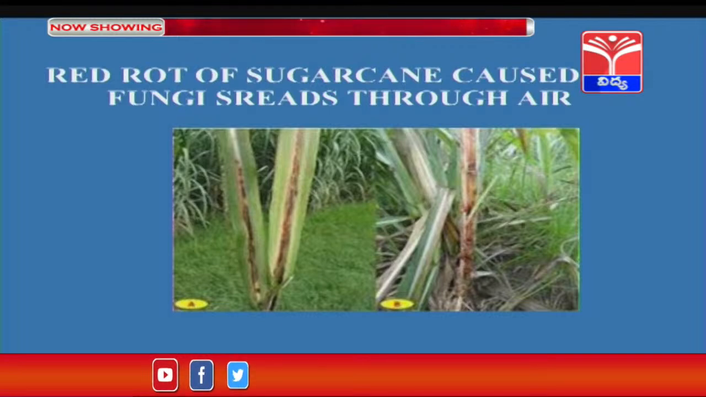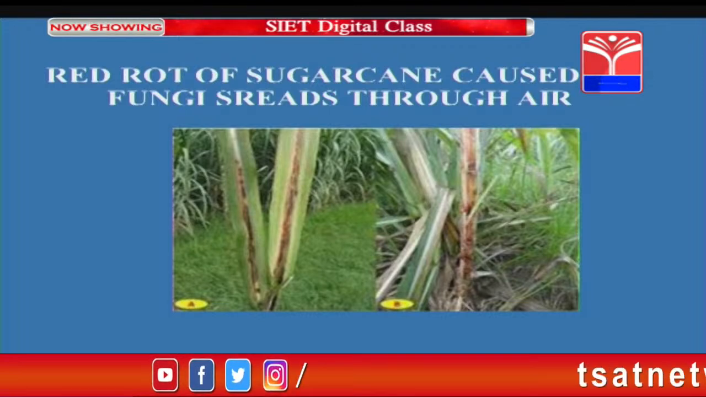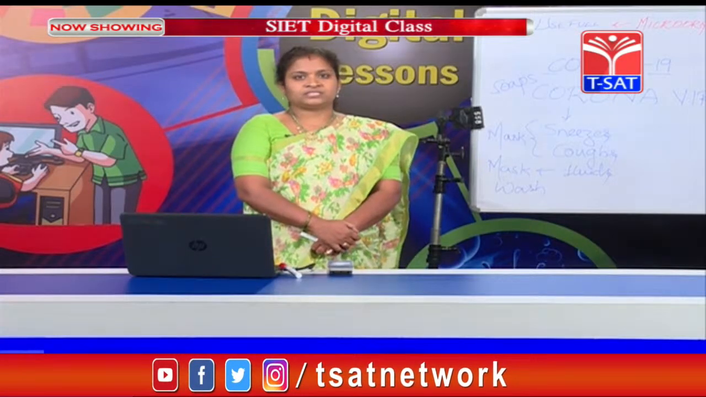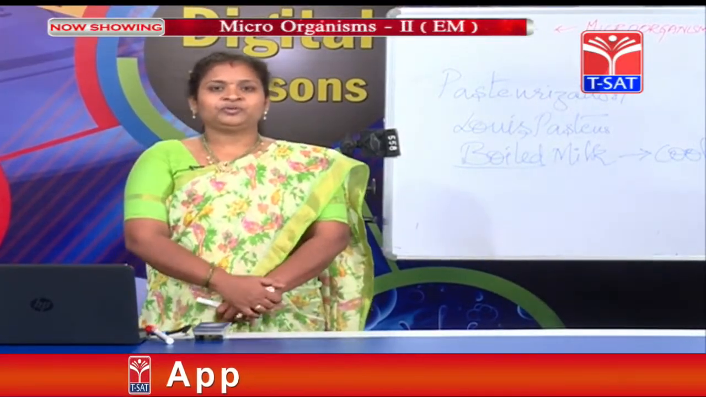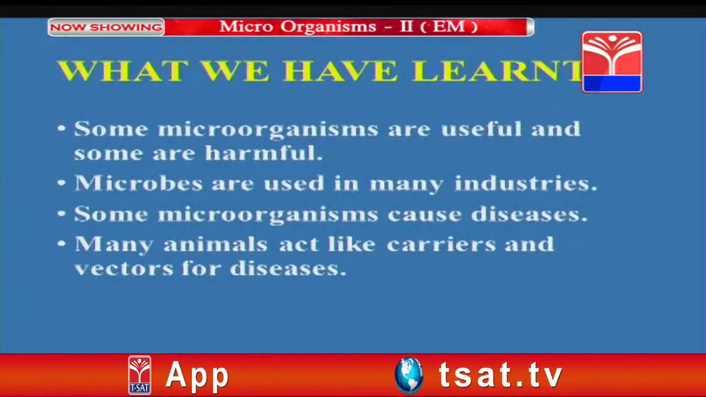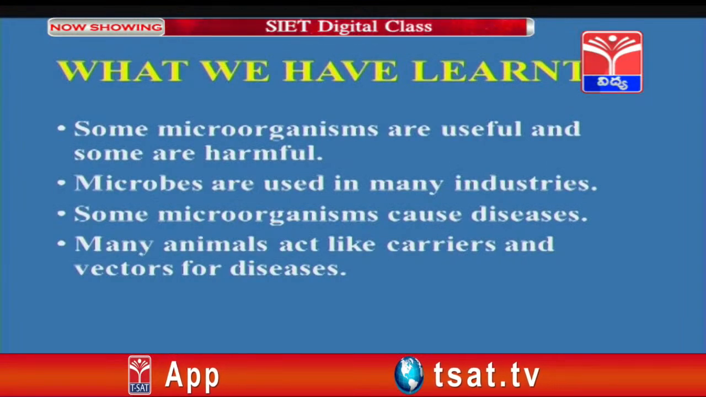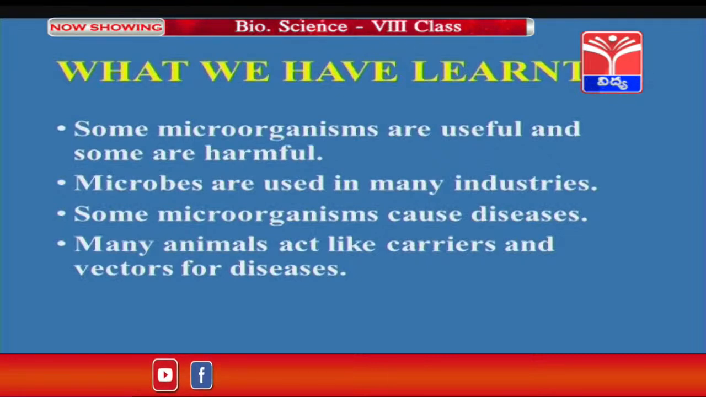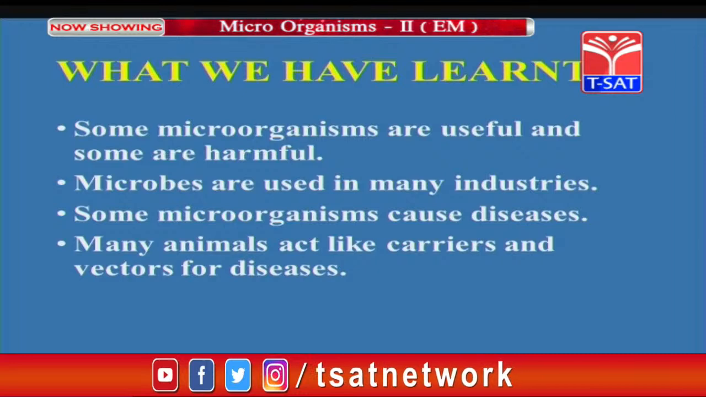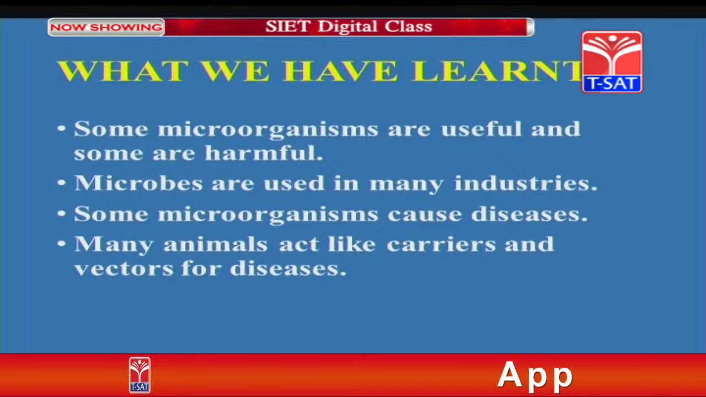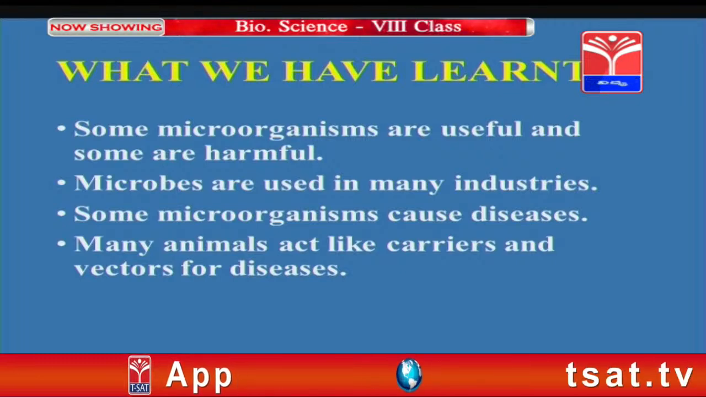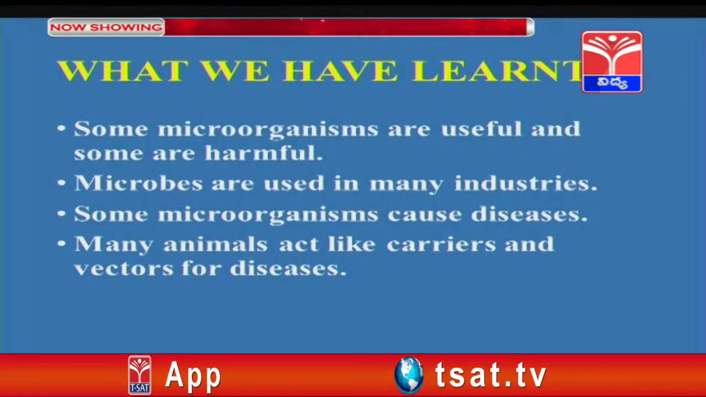Children, how can we protect ourselves from these harmful microorganisms? So, now let us recall what we have studied. I hope you have understood the lesson. Some microorganisms are useful and some are harmful. Microbes are used in many industries like the food industry and medicinal industry. Some microorganisms cause diseases. Many animals act as carriers and vectors for diseases.